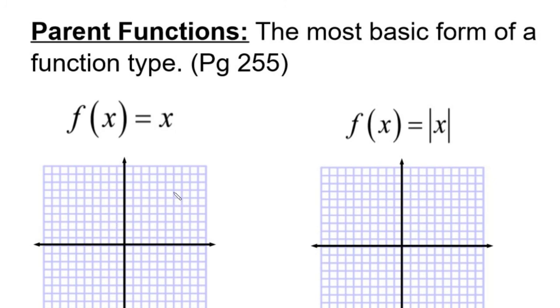A parent function, and this is my own definition of it, is the most basic form of a function type. And by function type, I mean a line is one type of function, a quadratic is another type of function, a cubic function is another type of function, and so on. And then you've got absolute value functions and inverse functions and reciprocal functions, which are close to the same thing in certain cases, rational functions, and so on. So we'll start with the basics and work our way through several today.